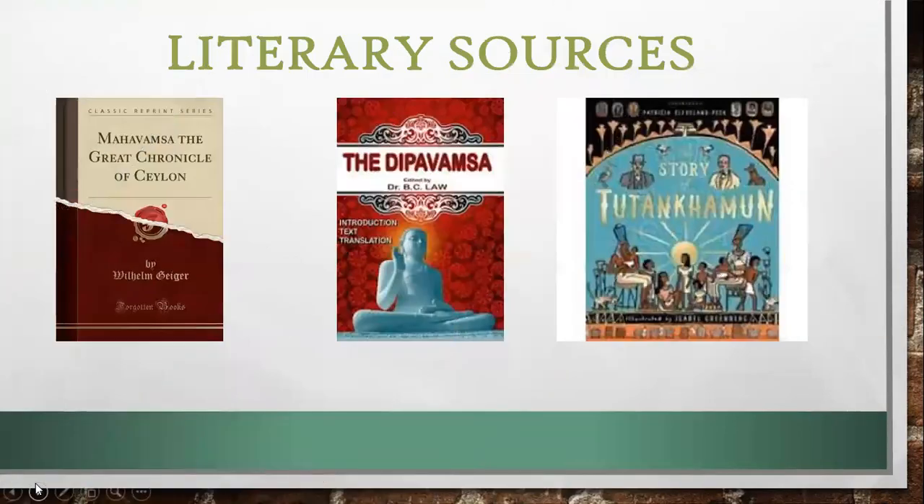Let's identify some literary sources. Mahavamsa, the Great Chronicle of Ceylon. This is the English translation of the Sinhala and Pali writing. The next one is Deepavamsa. It's also a translation. The next one is the Story of Tutankhamun in Egypt. That's an Egyptian story.